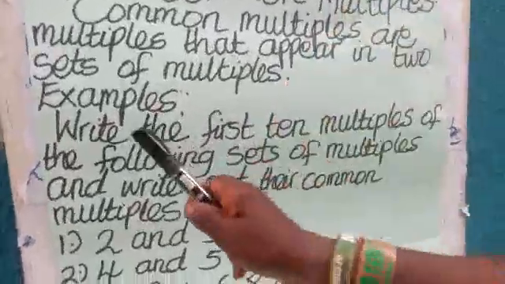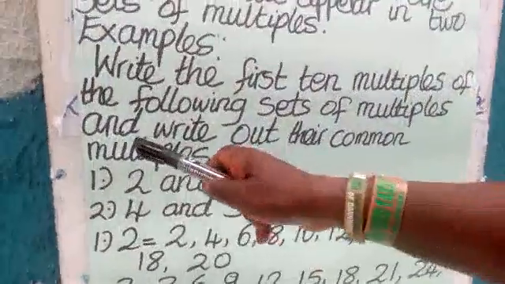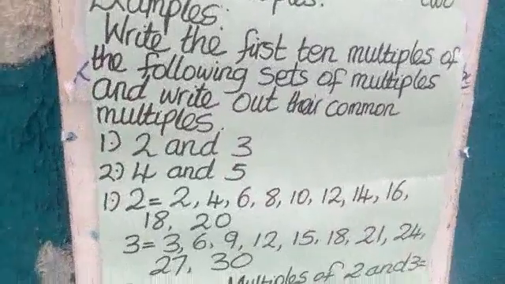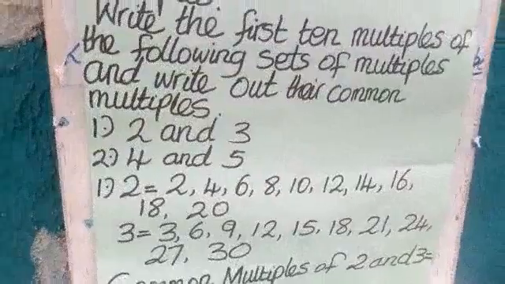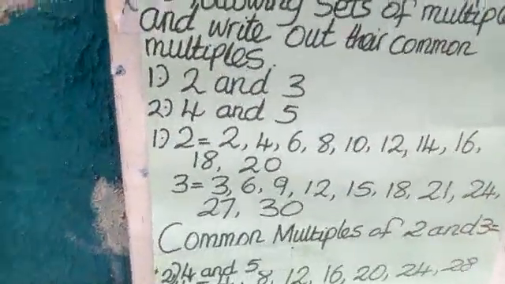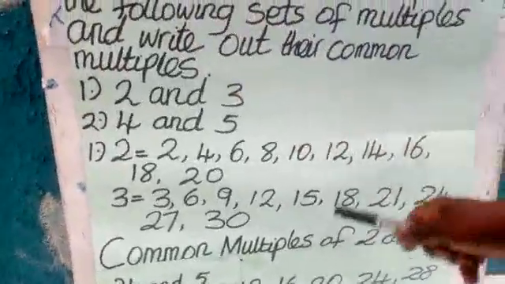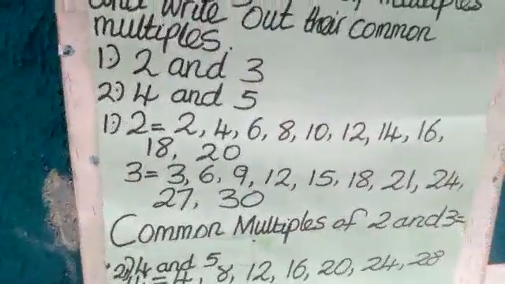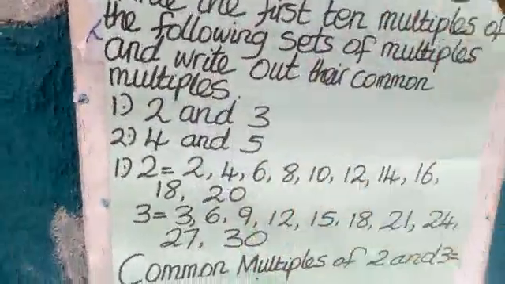Examples: write the first 10 multiples of the following sets of multiples and write out their common multiples. Before you are asked to write out common multiples, they must ask you to write either the first 8, the first 5, the first 10, the first 12. But here you are asked to write the first 10 multiples of the following set of multiples and write out their common multiples. And number 1 is 2 and 3. Number 2 is 4 and 5.